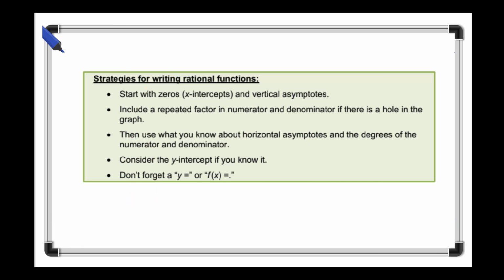So here are some strategies that you'll need when writing rational functions. You always start with the zeros or the x-intercepts and your vertical asymptotes. If you have a hole, then you're going to have a repeated factor in both the numerator and denominator. And then apply what you know about horizontal asymptotes and the degrees of the numerator and the denominator. Consider the y-intercept if you are given it.